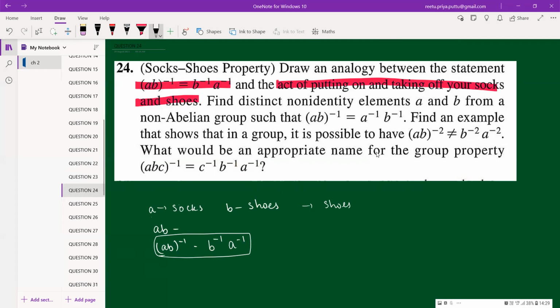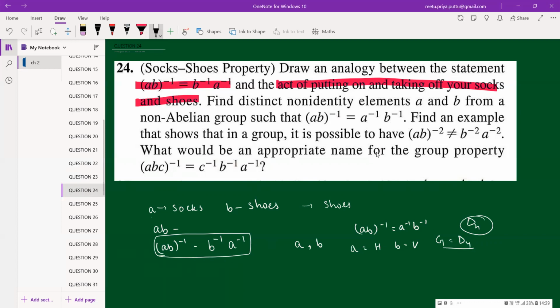Now find distinct non-identity elements A and B from a non-abelian group. So we have to find one non-abelian group in which we consider two non-identity elements A and B, and the property that should be satisfied is (AB) inverse is equal to A inverse B inverse. Okay, so let us see the example. What I am considering here is A is equal to H and B is equal to V, and G that I am considering is D4 again. D4 gives a great example for every non-abelian group. Not only D4, Dn gives great examples. We will see a lot with these.